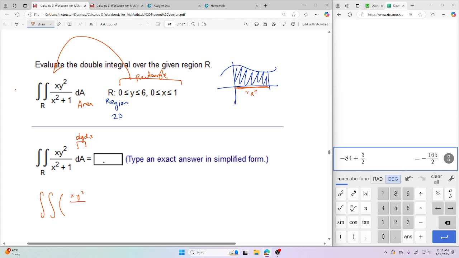So here we go. X, y squared, x squared plus 1. I'm going to do dy dx. I'm going to pause for a second here. You have to make a call at some point. You have to make a decision, right? dA, you're either going to do dy dx or dx dy, your call. But I'm going to say this one. If I'm making that call, then I have to populate this accordingly. This comes first. That goes second.